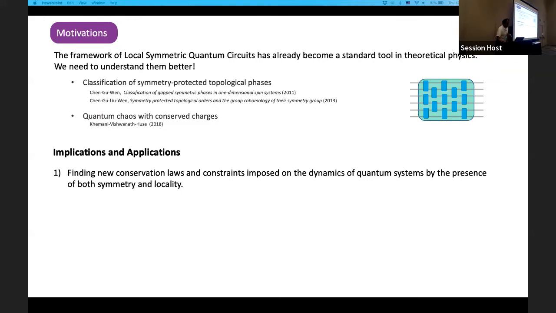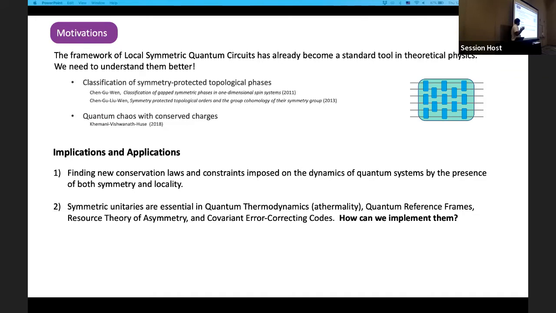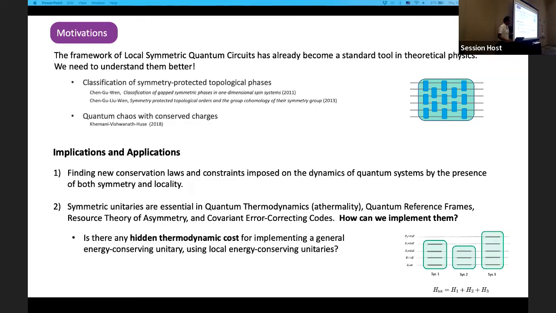The second motivation comes from quantum resource theories, such as, for example, quantum thermodynamics or thermality, resource theory of asymmetry, or related topics like quantum reference frames, covariant error correcting codes. In all these frameworks, in all these theories, the first assumption is basically that we can implement the whole family of unitaries that respect a certain symmetry. For example, in the context of quantum thermodynamics, the defining assumption in this resource theory is that you can implement any energy conserving unitary regardless of the number of subsystems. So, for example, we assume that we can implement an arbitrary energy conserving unitary in the IID regime.